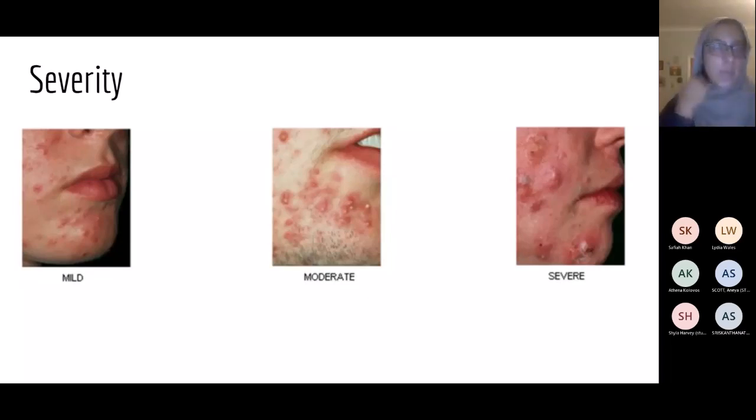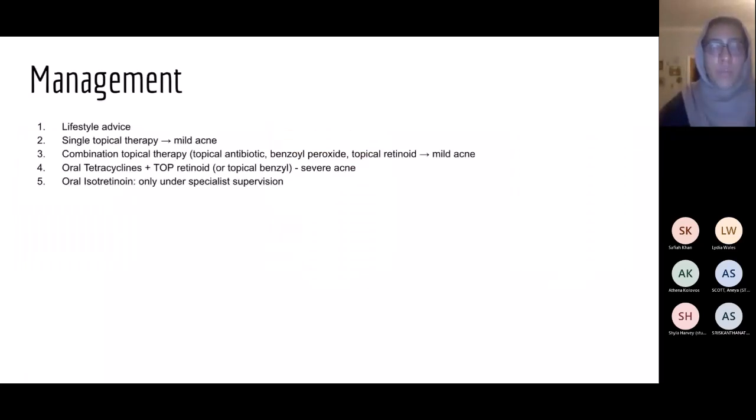And scarring is not the same as the hyperpigmentation that you get with acne. I'm talking about really deep pitting scarring that people can get with acne. So it's a really important thing to treat.